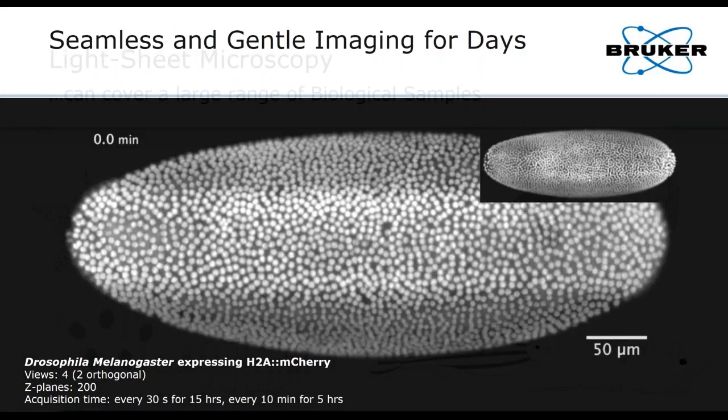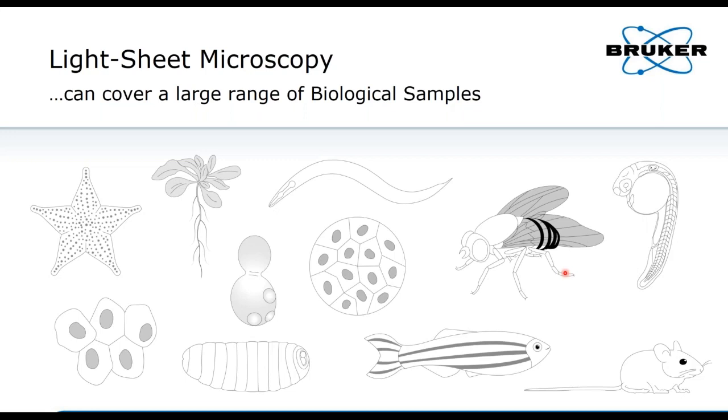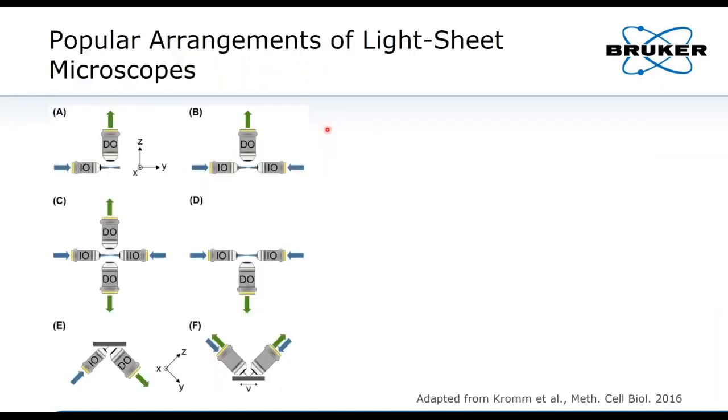But you cannot only look at Drosophila embryos or zebrafish embryos, you can look at individual cells, you can look at spheroids, at 3D cell culture, at C. elegans. People use light sheet microscopy to image Arabidopsis or even starfish. So the range of biological samples and applications you can cover with light sheet is very broad. And the question is, at the end of the day, how do I build my light sheet microscope so that I can image the sample I'm interested in?